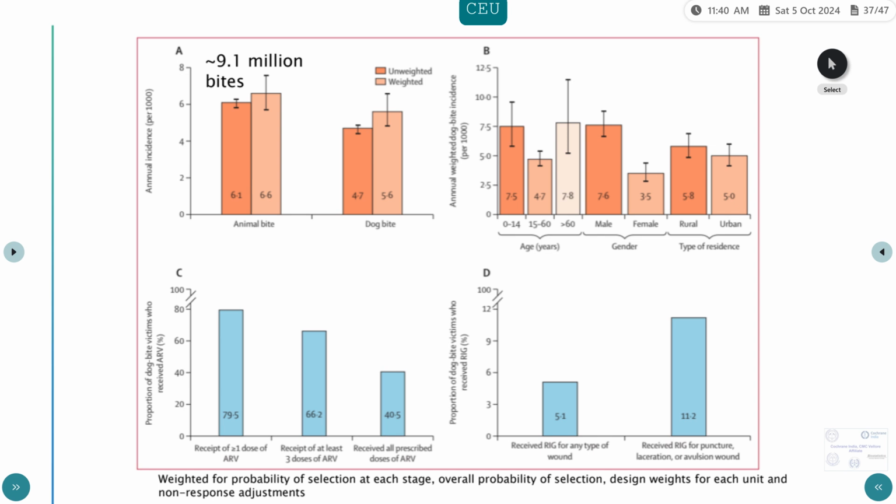When it came to how many people received ARV post dog bite, around 40% received all the doses and 80% received at least one dose of ARV. The time duration from the bite to the ARV was not mentioned in the study either. Then again RIG, only 5% of the population actually received RIG.